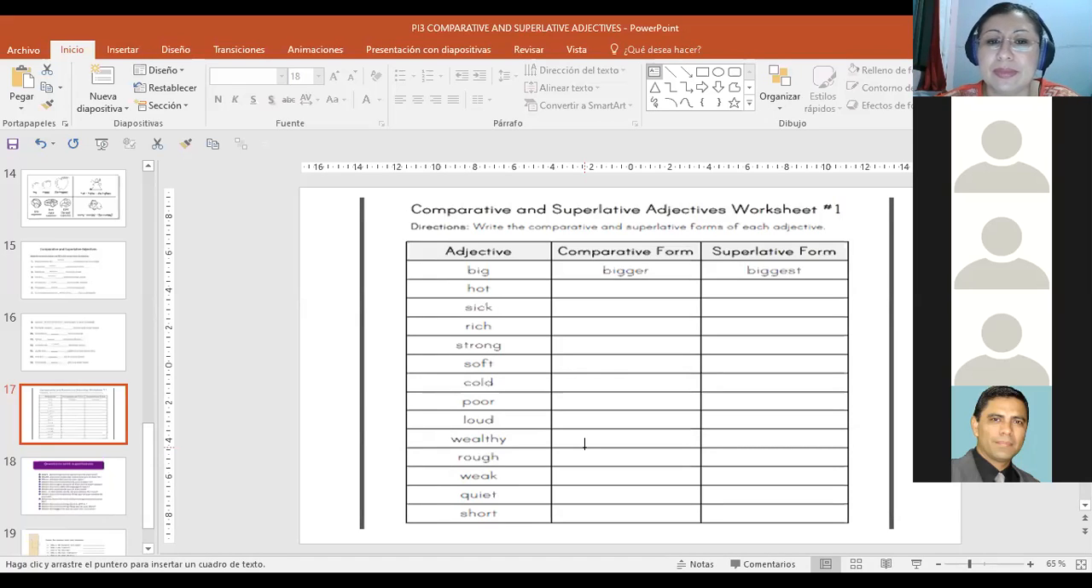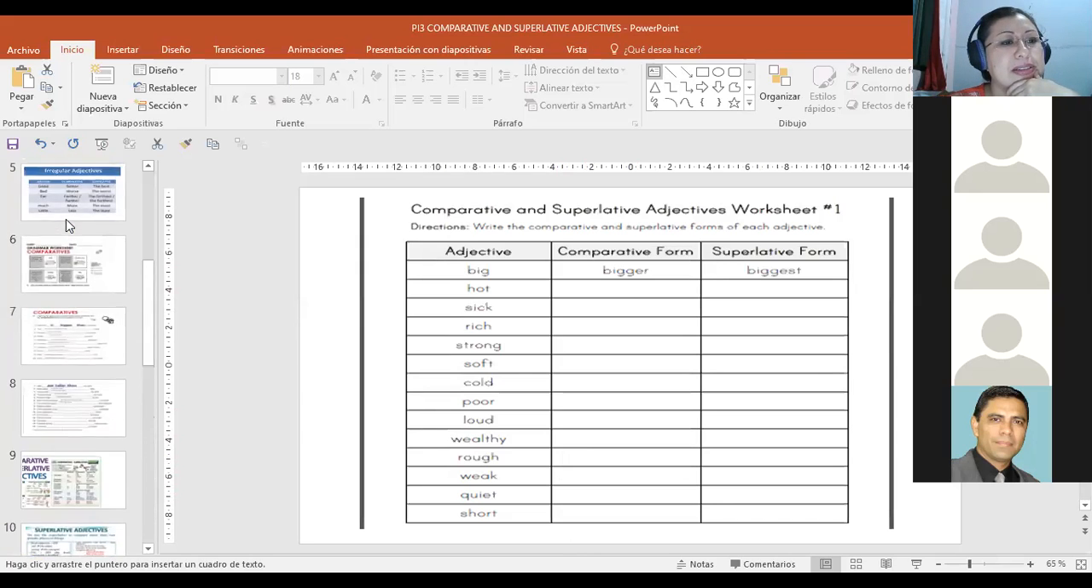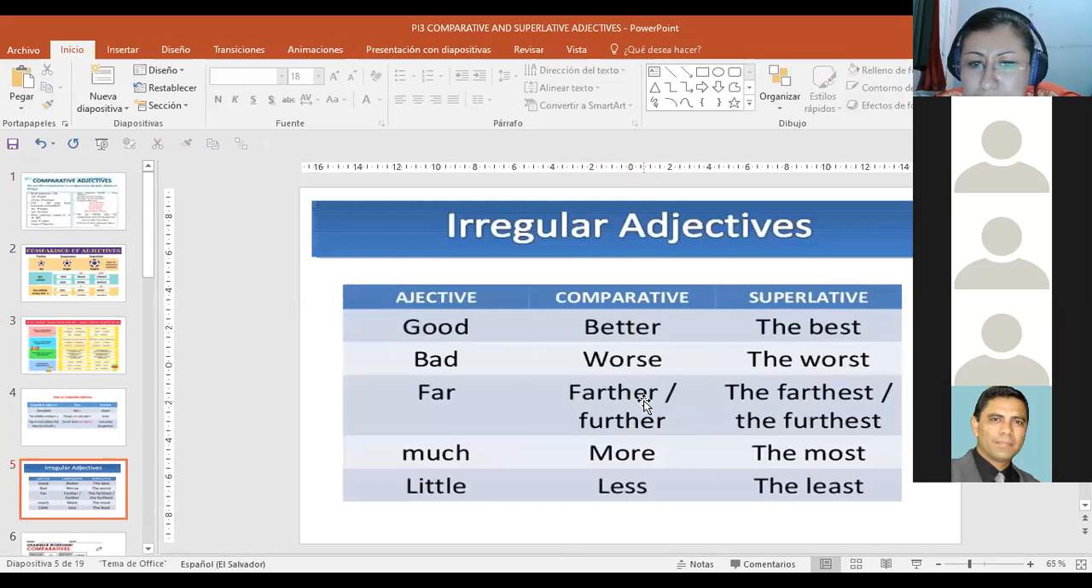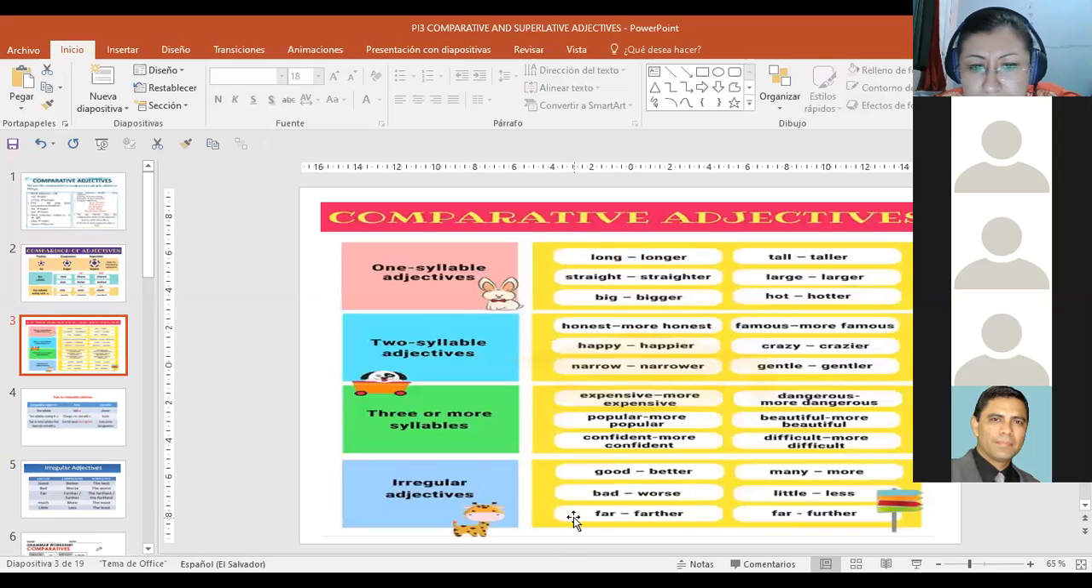Okay, thank you, teacher. You're welcome. For example, I want to show you from last class, that we have mixed in this case. Let's see. I don't know if that word is here. No, that adjective doesn't appear. But the idea is that the rule says that if you have three or more syllables, you always add more in the case of the comparatives and most in the case of the superlatives.